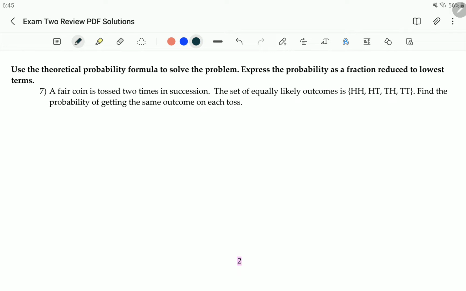All right. Question number 7. It says a fair coin is tossed 2 times in succession. The set of equally likely outcomes is heads heads, heads tails, tails heads, and tails tails. If you notice here, there are 4 possible outcomes.